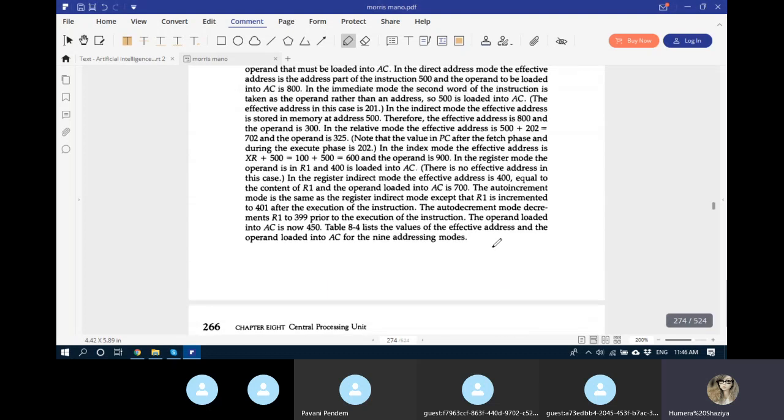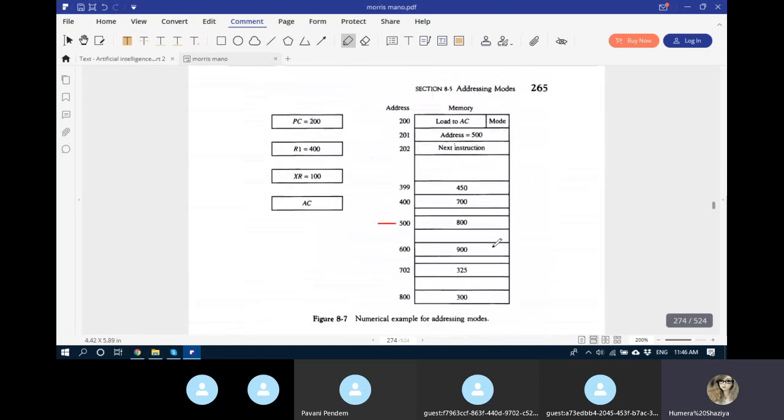All right, so look at here. In direct address, this is our instruction, at location 200. In direct address, if you give 500, whatever is there in 500 will become the operand, because 500 is the effective address.